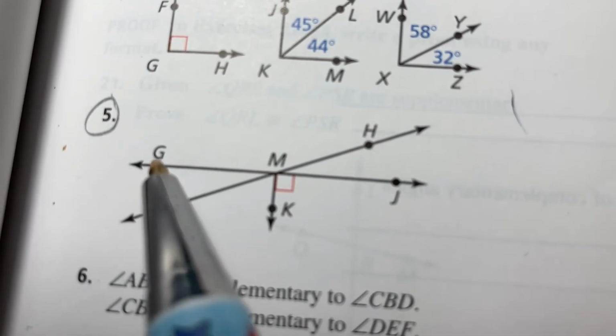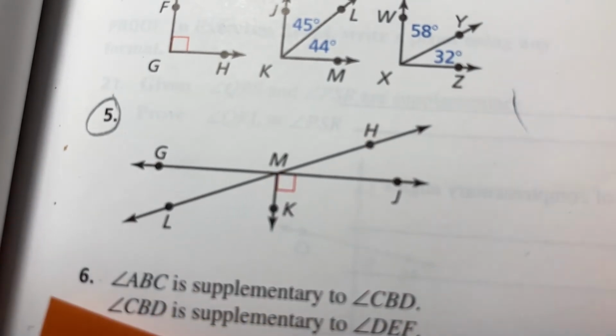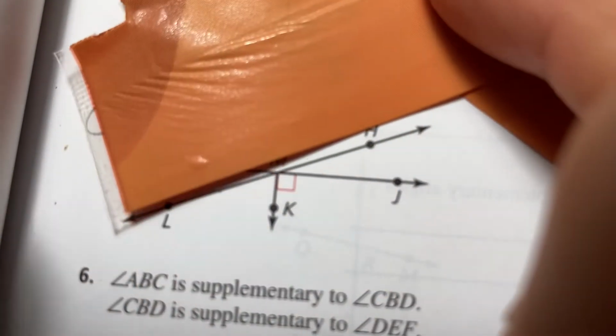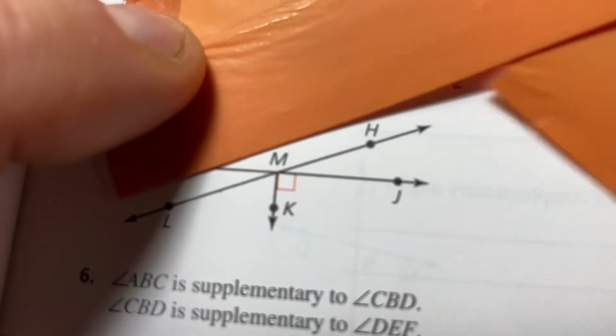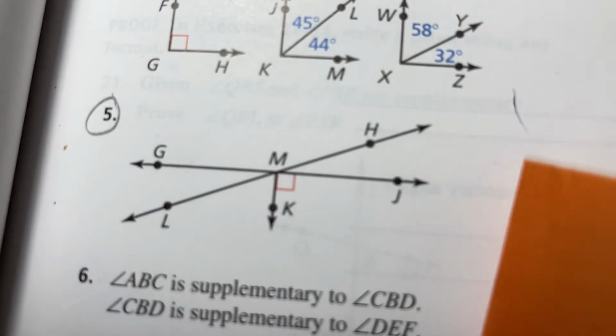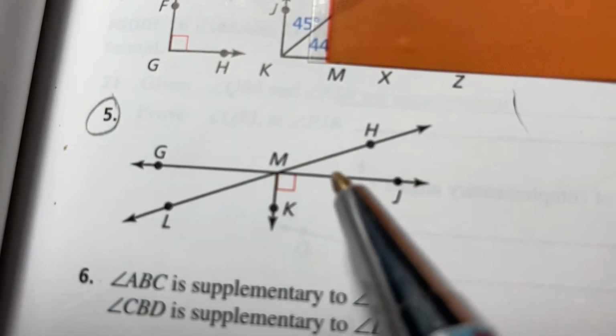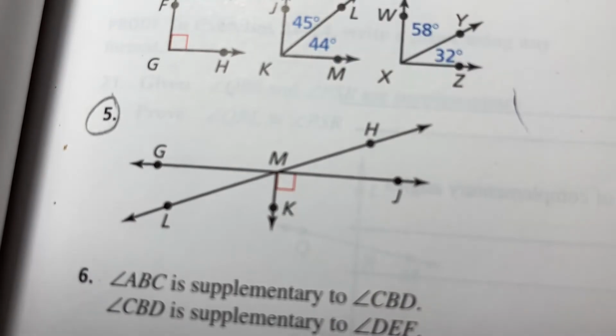That means they're congruent. So angle GMH is congruent to angle LMJ, which is that angle, because they're vertical angles. Also, that angle is 90, and that angle is 90. So angle GMK is 90. Angle JMK is 90. Angles with right angles are congruent. There you go. Okay.